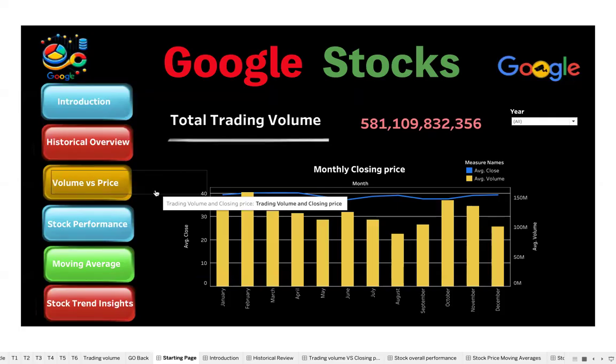For the project, we use Tableau to visualize the Google stock performance, focusing on key metrics like total trading volume and monthly closing price. Tableau's features allow us to present this data interactively by highlighting the trading volume, a comparison of monthly trading volume and average closing price. We also add the navigation panel on the left, which helps the user easily explore different aspects from historical trend to detailed stock insights. Then we will move on to the introduction part.